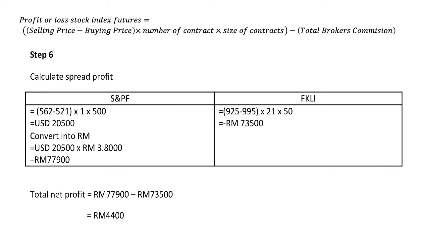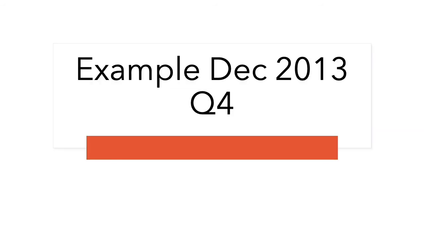Step number 6, you need to calculate the spread profit. For S&P, the formula for profit and loss is selling price minus buying price times number of contracts times size of contract. For the selling price and buying price, you refer to your spread table. You sell at 562, buy at 521, times one contract, times size of contract 500. So you get USD positive 20,000.